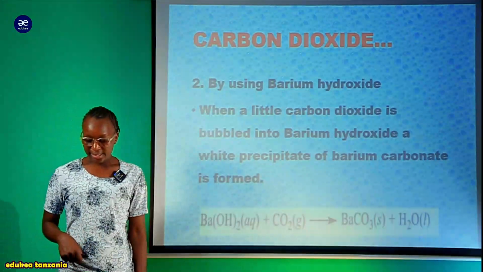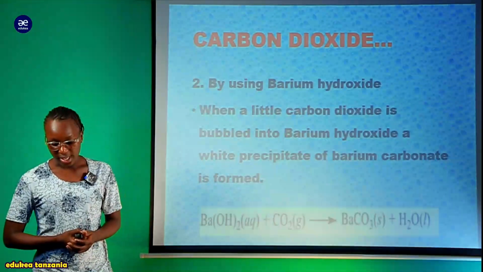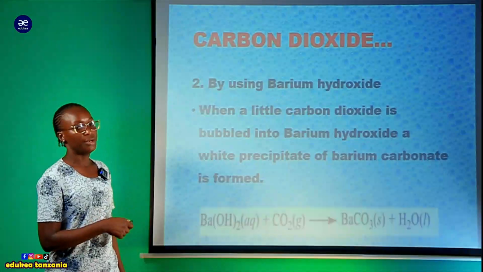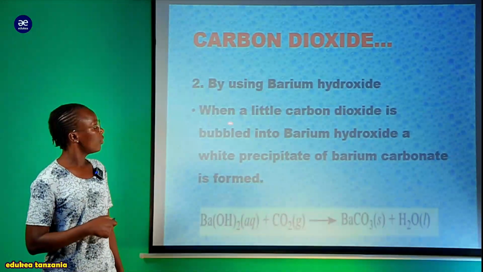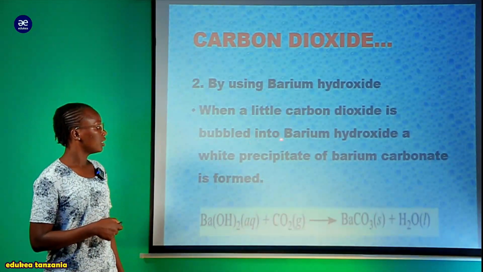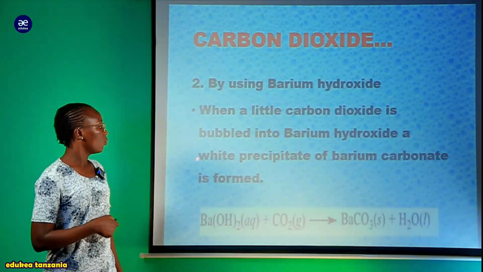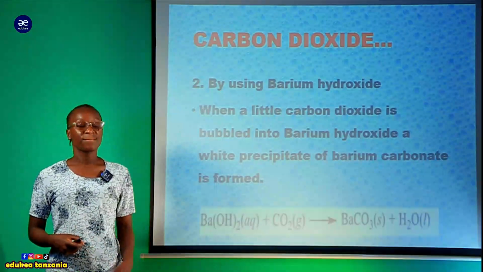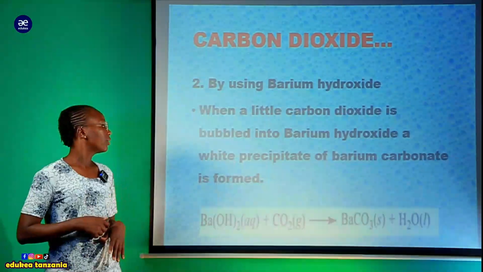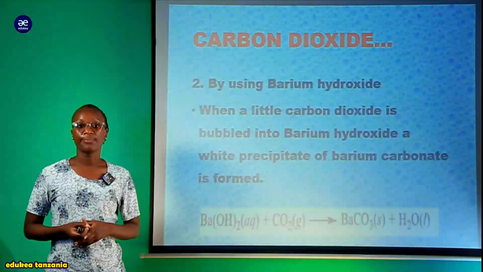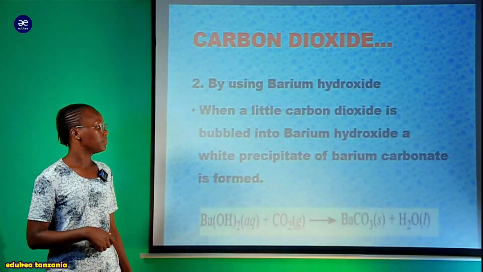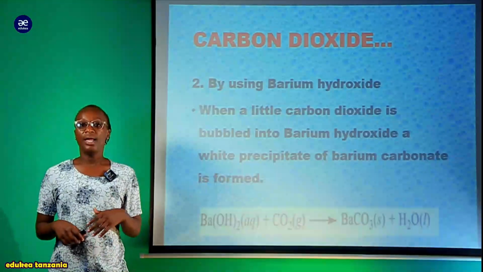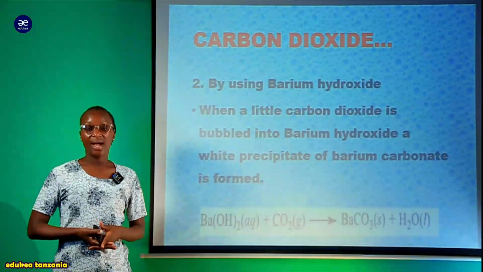Now another test for carbon dioxide gas is by using barium hydroxide. When a little carbon dioxide is bubbled into barium hydroxide, a white precipitate of barium carbonate is formed. What will be formed is a white precipitate of barium carbonate.